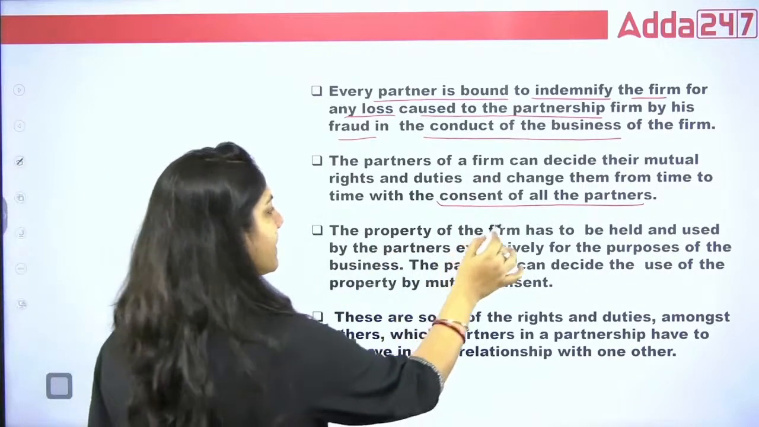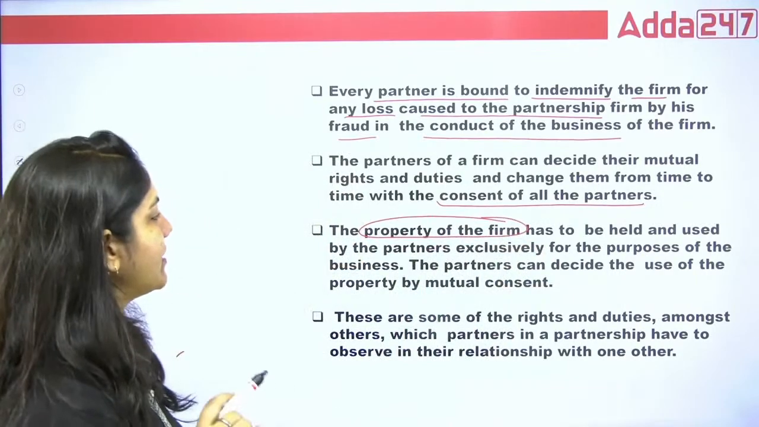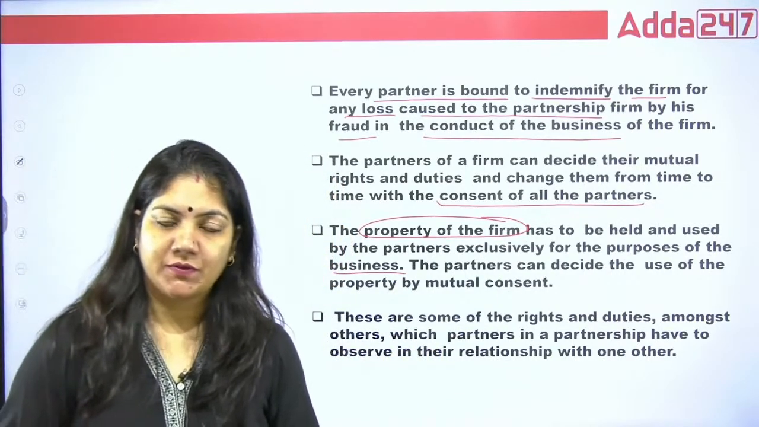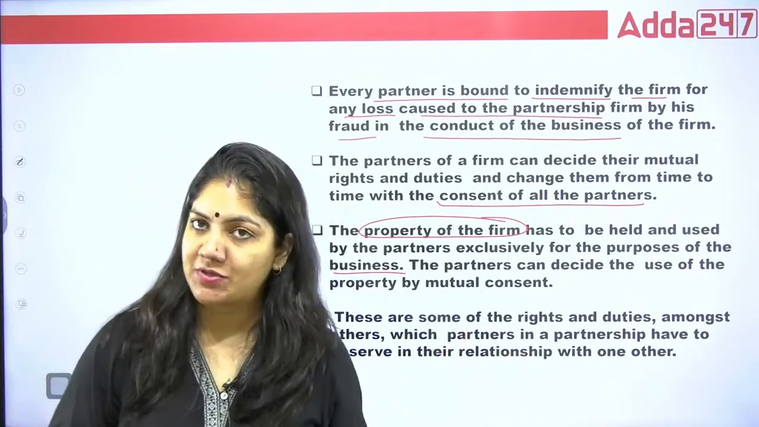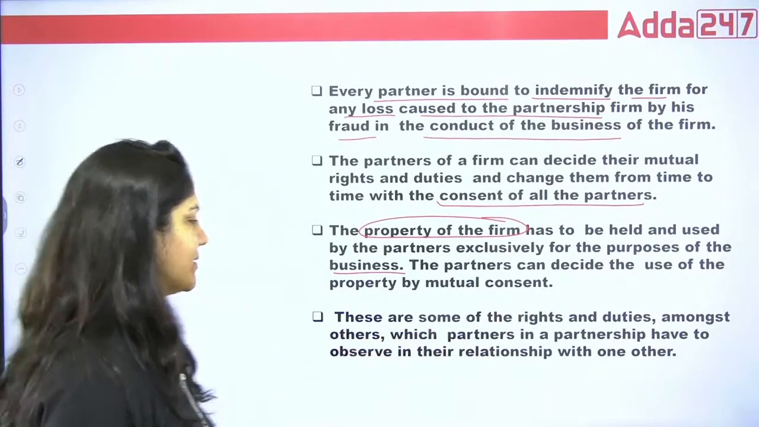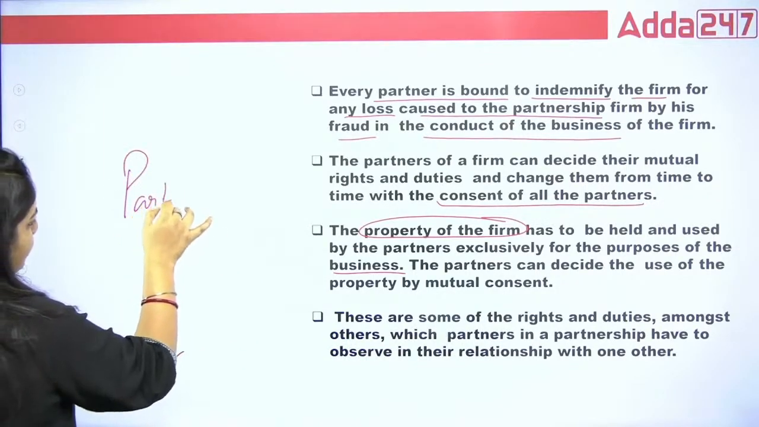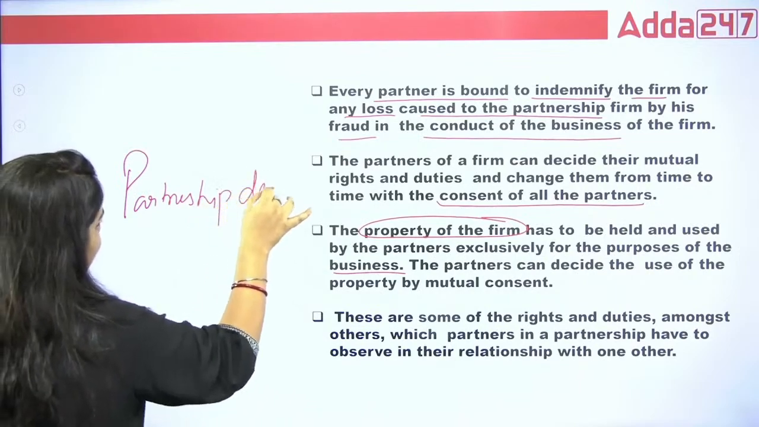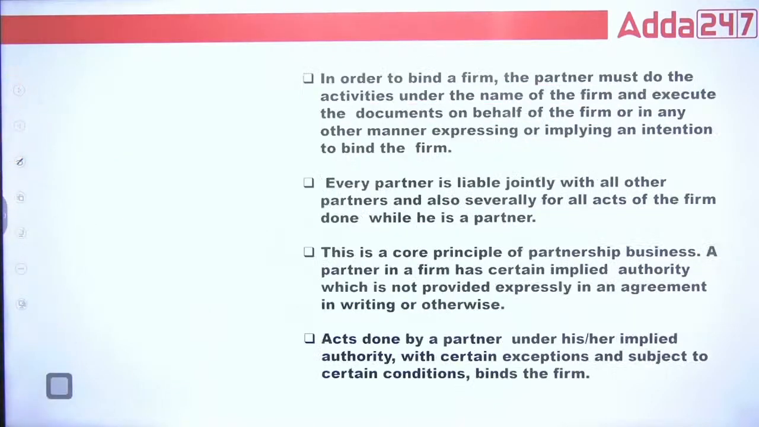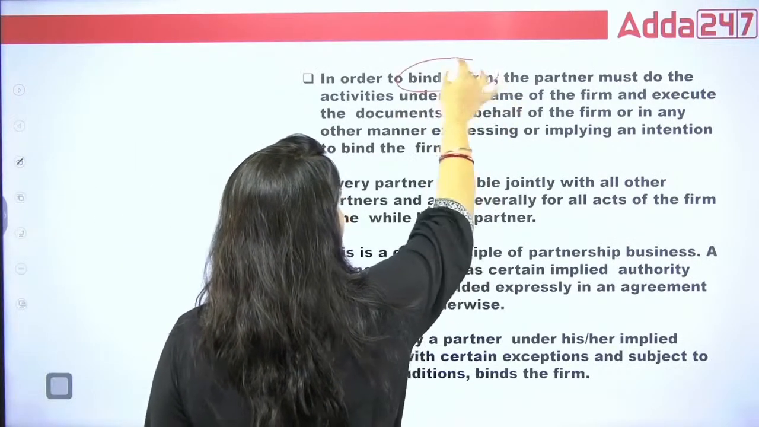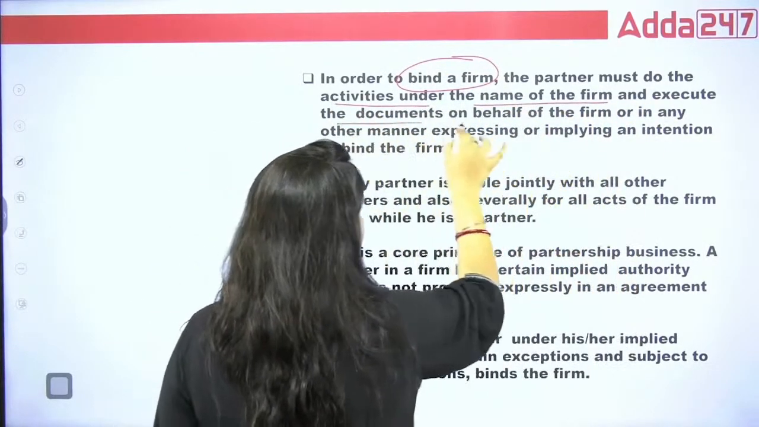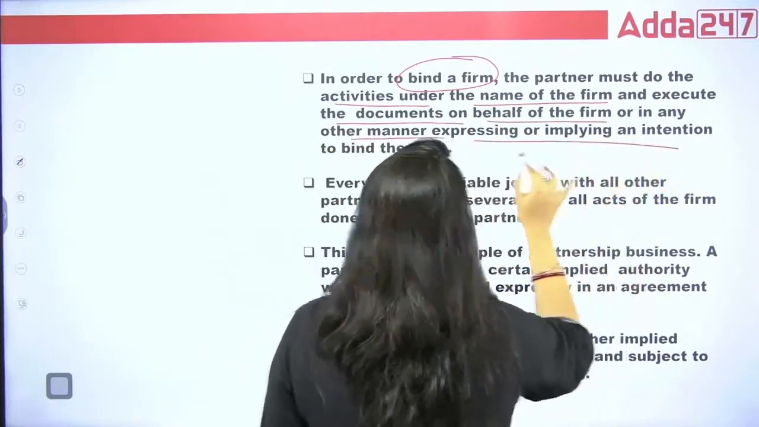The property of the firm. The property of the firm is held and used by the partners exclusively for the purpose of business. It means whatever property the partnership firm has, the partners have to use that property only for the business of the firm. These are some of the rights and duties, amongst others, which partners in a partnership have to observe in their relationship. In the partnership deed, class, every right and duty is mentioned. In order to bind the firm, suppose we want the partnership firm to be liable, the partner must do activities in the name of the partnership firm and execute documents on behalf of the firm, or in any other manner expressing or implying the intention to bind the firm.